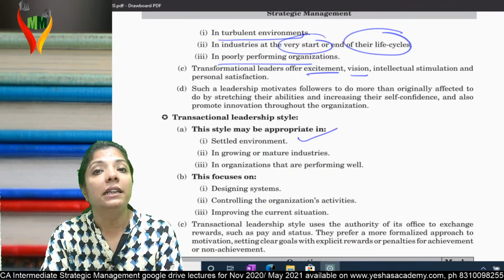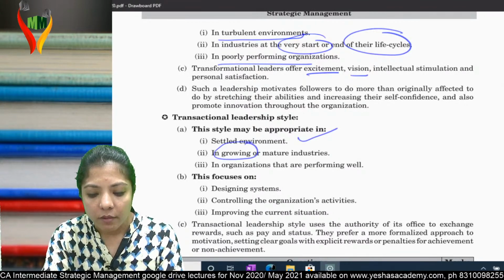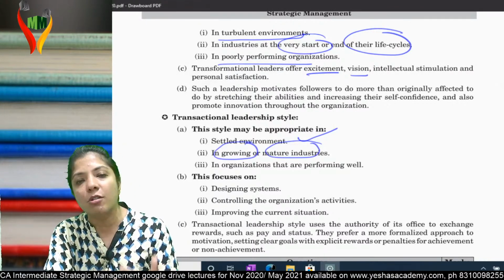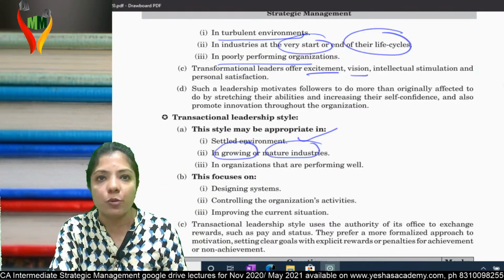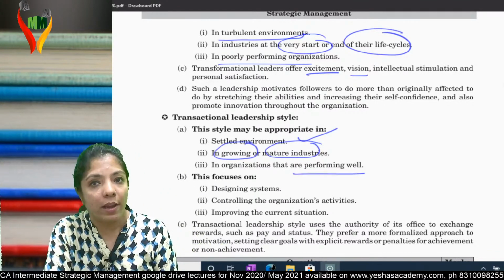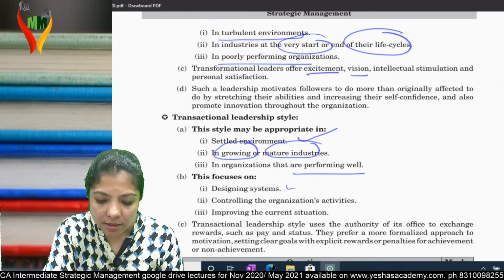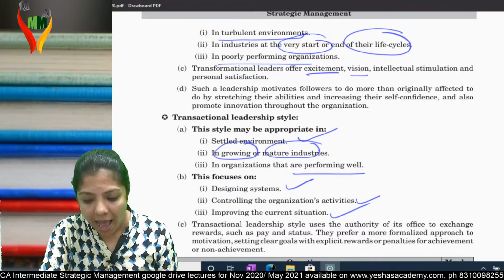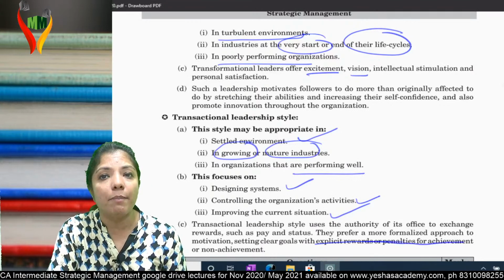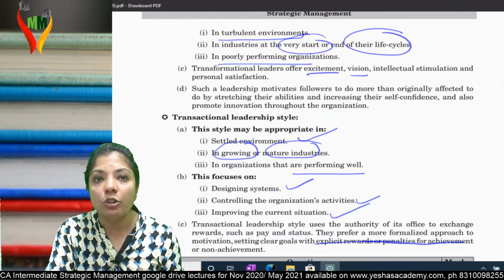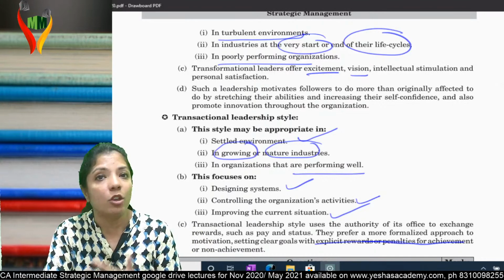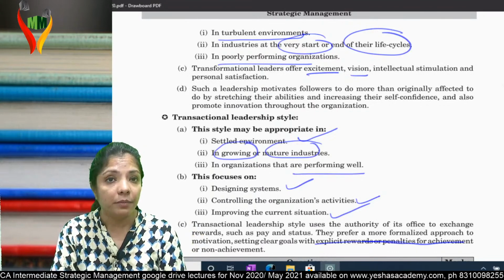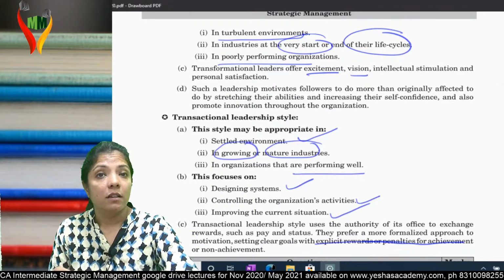Which environment? Settled environment. In growing and mature industries, you need this type of leader because these leaders don't do much. If the industry is growing, it will keep growing even if the leader is not doing anything. And the one who is performing well. This person believes in designing systems, controlling the activities, improving the current situation. And he believes in explicit reward and punishment. Am I clear? He is not here to motivate you or help you overcome your weakness. No. He's like, if you're not able to perform, you can leave my company. Am I clear to you?